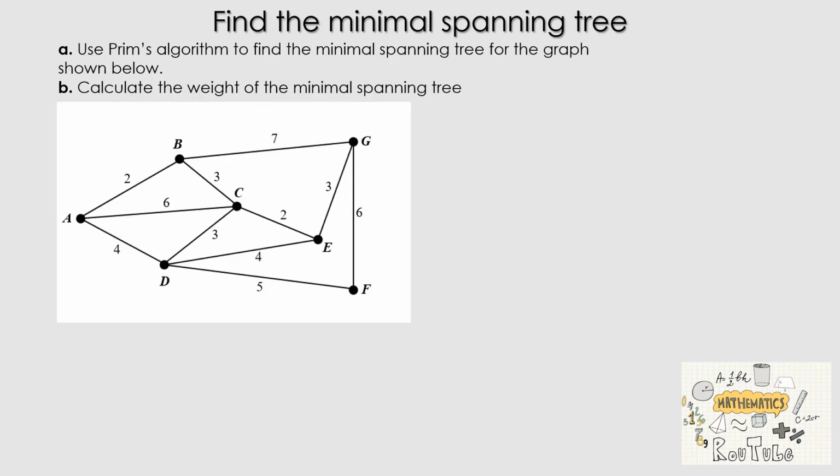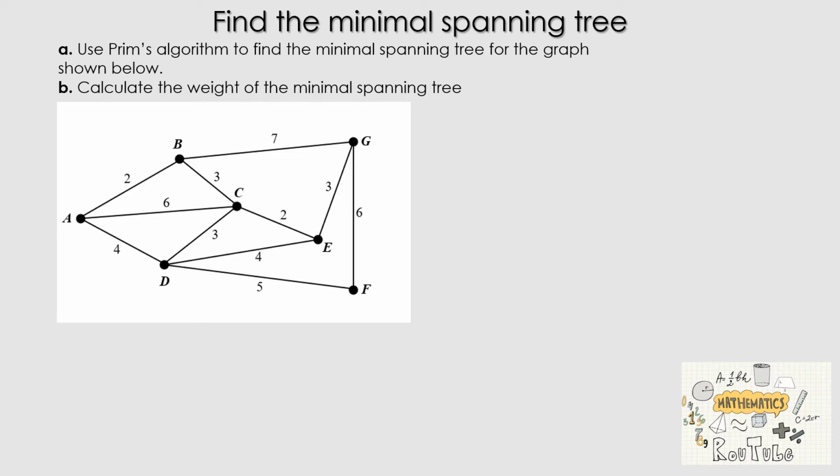All right, let's have a look at the example. So finding the minimal spanning tree. Part A says use Prim's algorithm to find the minimal spanning tree for the graph shown below. And then part B says to calculate the weight of the minimal spanning tree. Okay, so clearly we have to do part A before we can do part B.